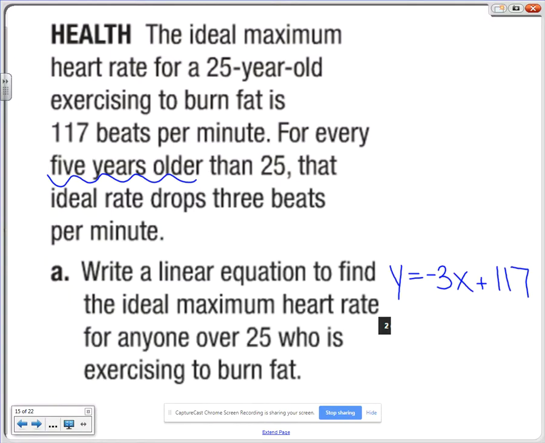So I ask you, are you going to plug in 40? No, because every 5 years it drops, correct? So how many 5 years over 25 are we? 25, 30, 35, 40. So that's 3 sets of 5 years higher, isn't it? So what am I going to plug in? 3. Okay, so take your 3 and put it in there.